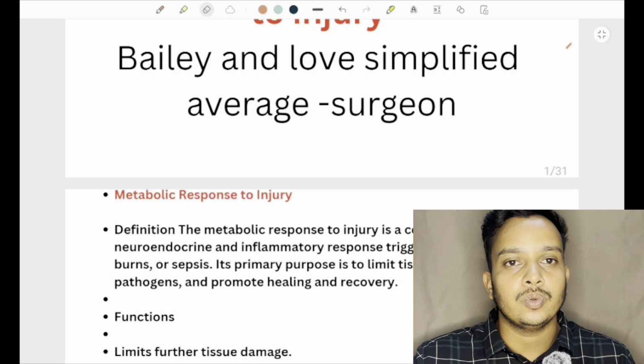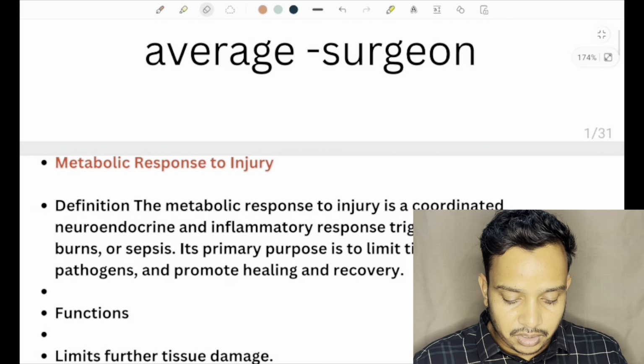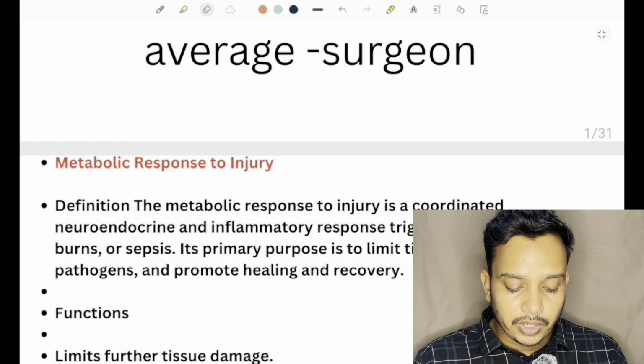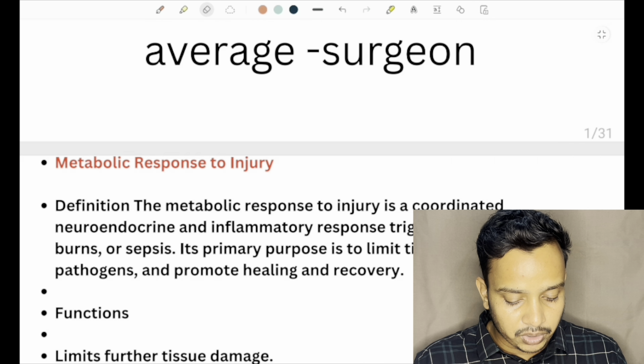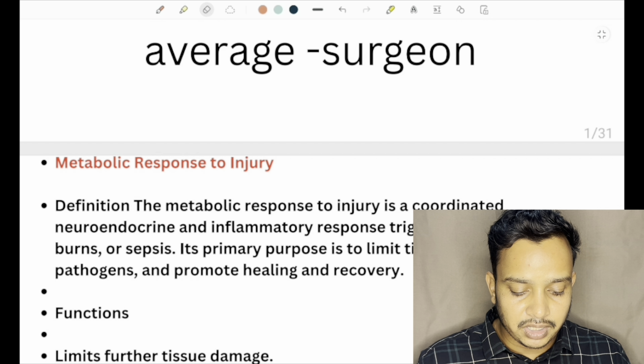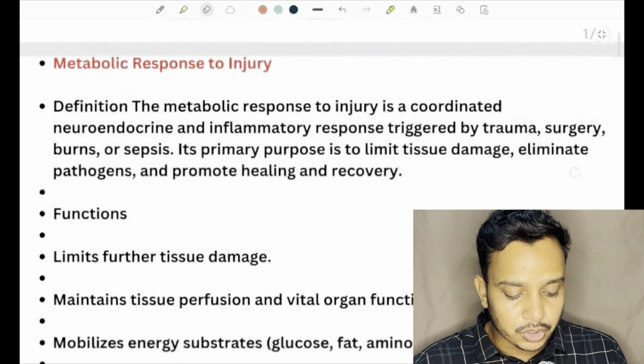So what is this metabolic response to injury? The definition: the metabolic response to injury is a coordinated neuroendocrine and inflammatory response triggered by trauma, surgery, burns or sepsis. Its primary purpose is to limit the tissue damage, eliminate the pathogens and promote healing and wound recovery. So this is the definition of our metabolic response to injury.